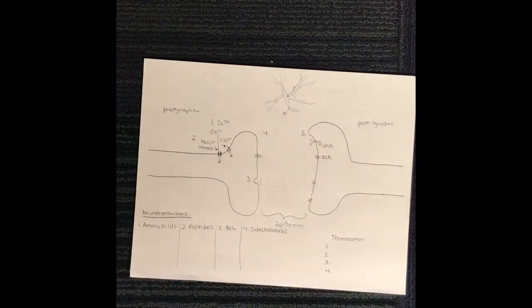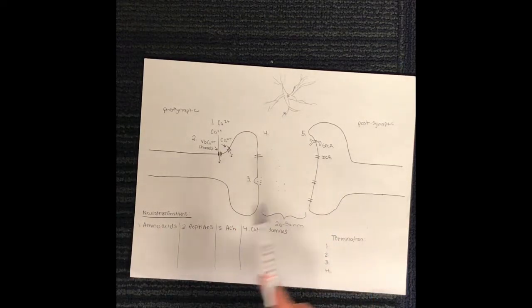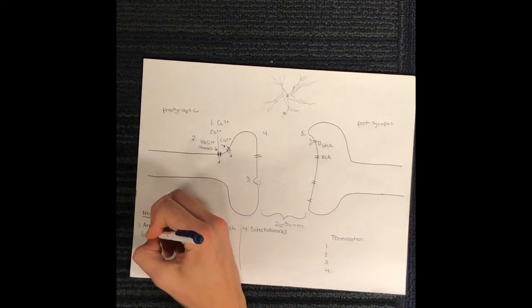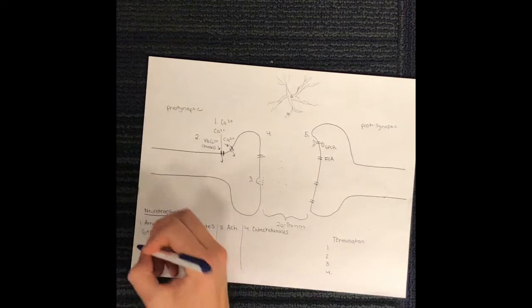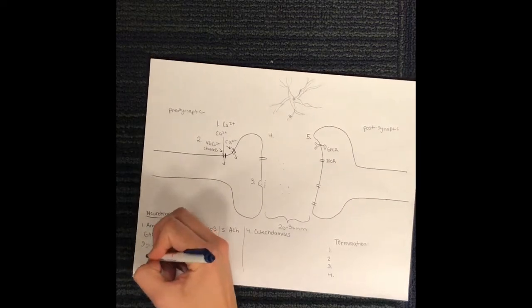Neurotransmitters are molecules in the presynaptic neuron that affect the postsynaptic neuron. There are 4 different categories: amino acids, peptides, acetylcholine, and the catecholamines. Amino acid neurotransmitters include GABA, glycine, and glutamate.